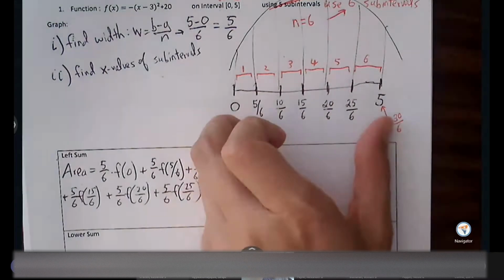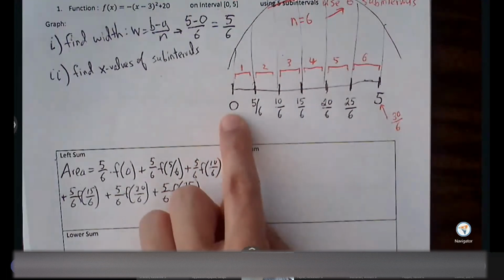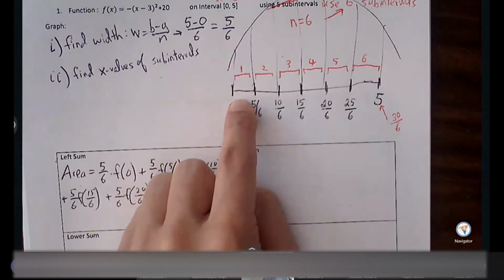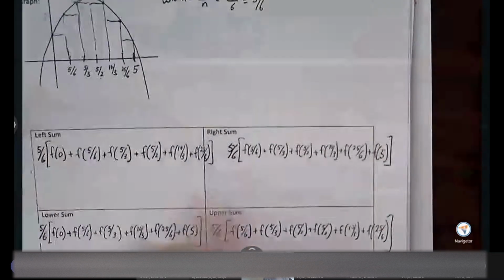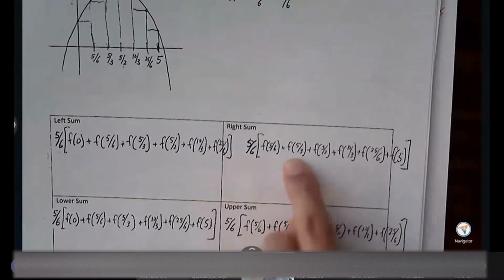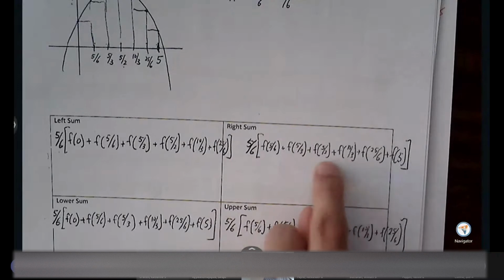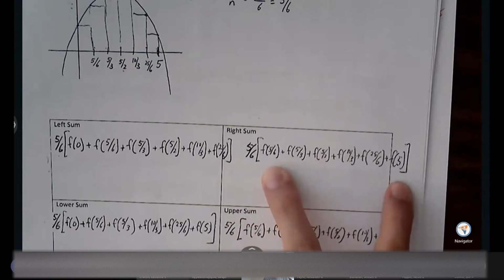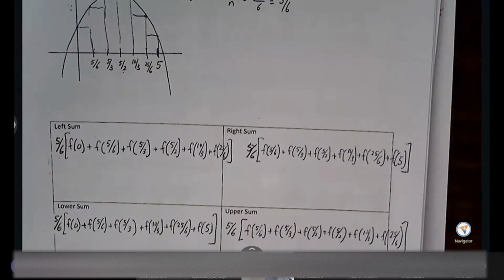And now things are flipped because for right sum, we don't use f of 0, right? F of 0 is not going to represent the right height of any rectangle. Okay. And some of these I have their fractions reduced, but you can leave them unreduced and they mean the same thing. Okay, any questions with left sum or right sum?